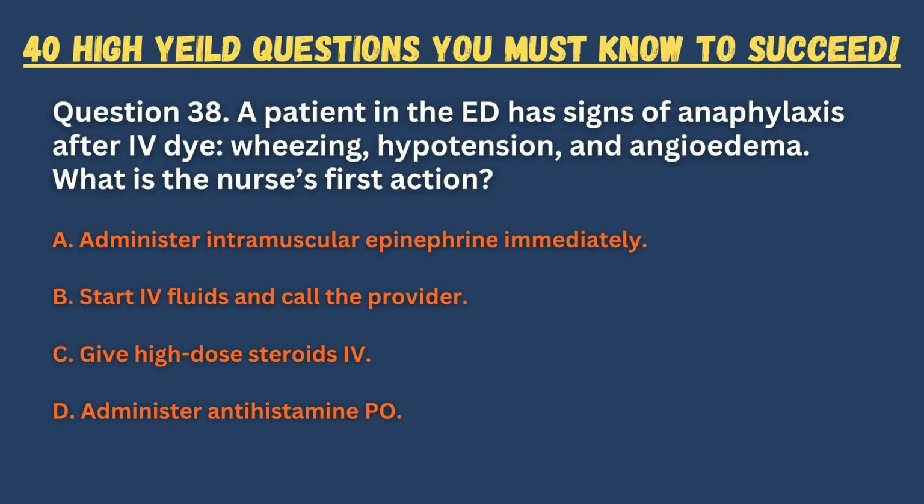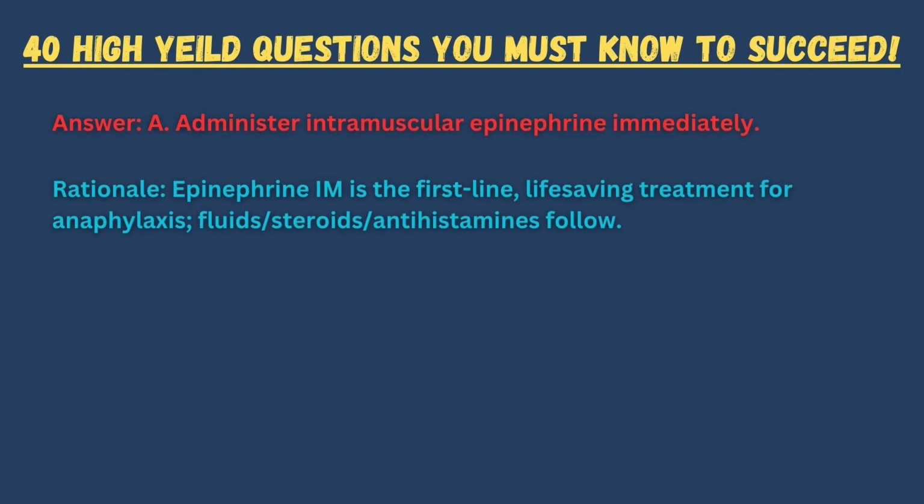D. Administer antihistamine PO. Answer. A. Administer intramuscular epinephrine immediately. Rationale. Epinephrine IM is the first-line, life-saving treatment for anaphylaxis. Fluids or steroids or antihistamines follow.